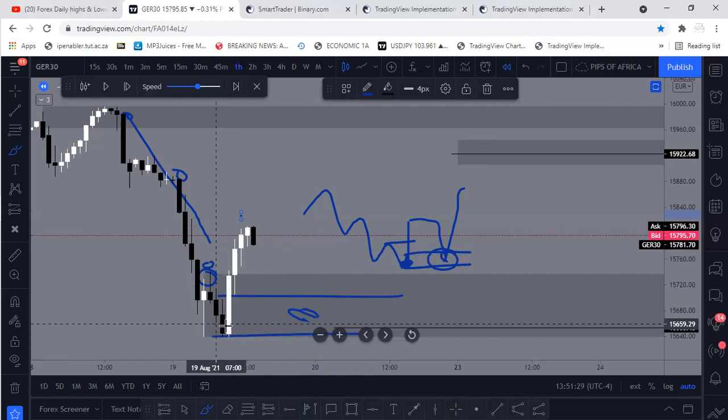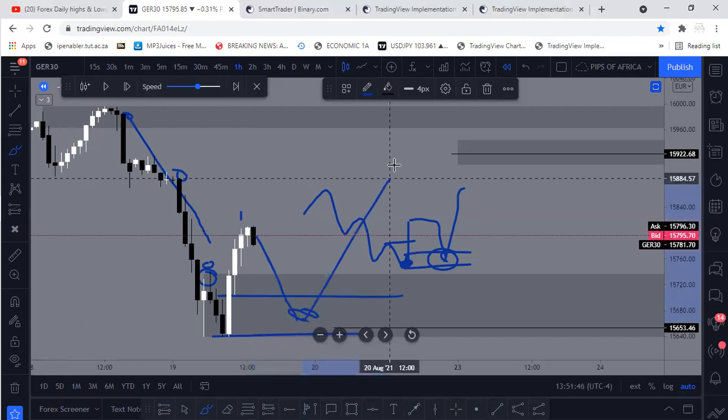So this is the demand I'm talking about. This demand is very, very strong because it violated the previous structure. This is the demand that caused the market to violate what? The previous structure. So the market will, most of the time, always come back here, mitigating this order block which you see here before we see the push to the upside like this.